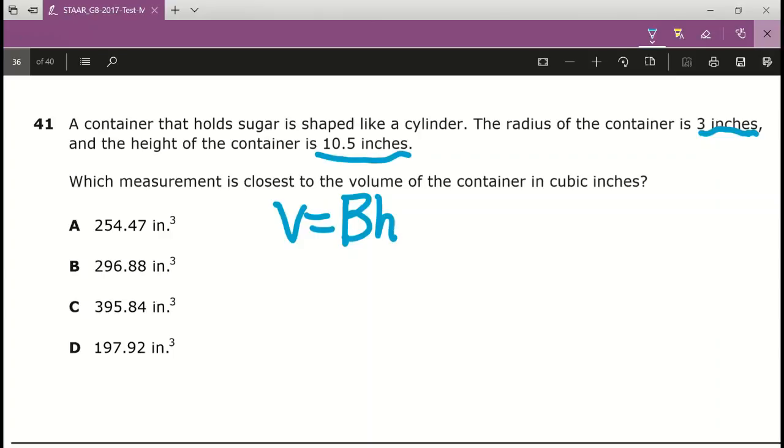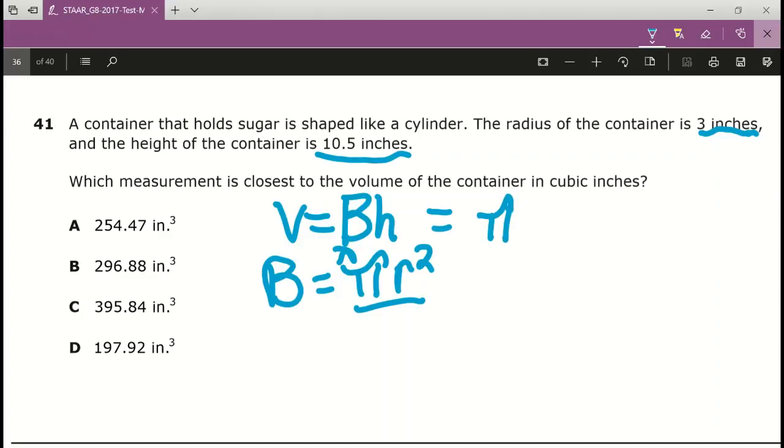We don't know big B off the bat, but we can calculate it. So remember that big B is the area of the base, and the base of a cylinder is a circle. So what we're looking for is the area of a circle. So big B is pi r squared. We're going to plug it back into this formula. So we get our volume formula is pi r squared times h.